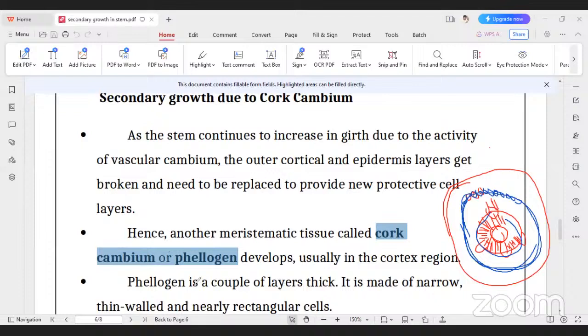Hello, hello. Sir, after formation of the cambium ring inside the stele, what happened?